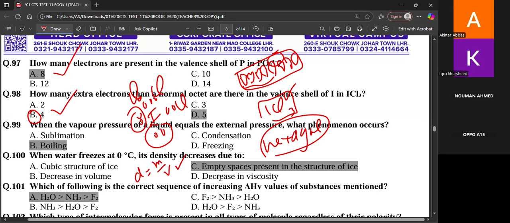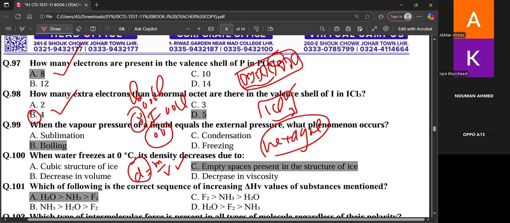So by increasing the volume, the spaces between molecules increase, the volume is increased, and the density is decreased. That's why ice floats on the surface of water. So we can say that option C is the correct one.